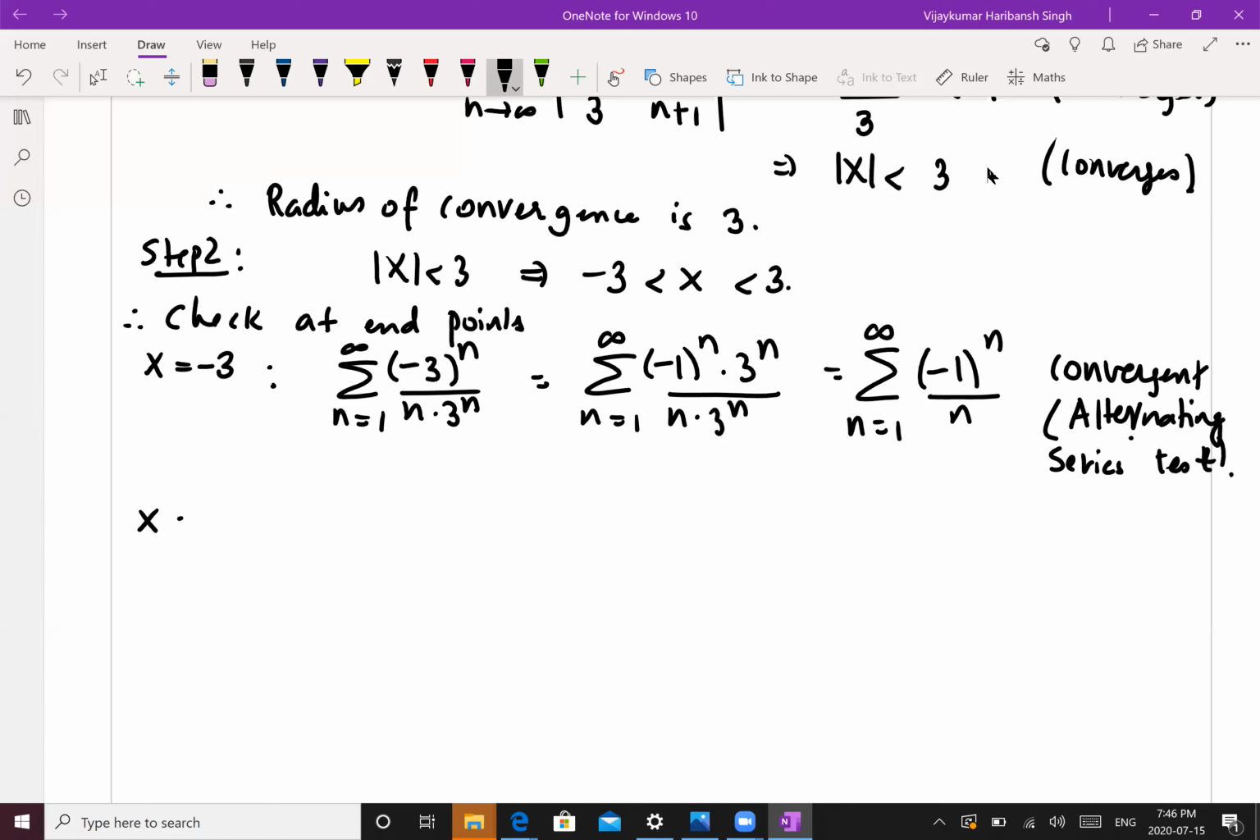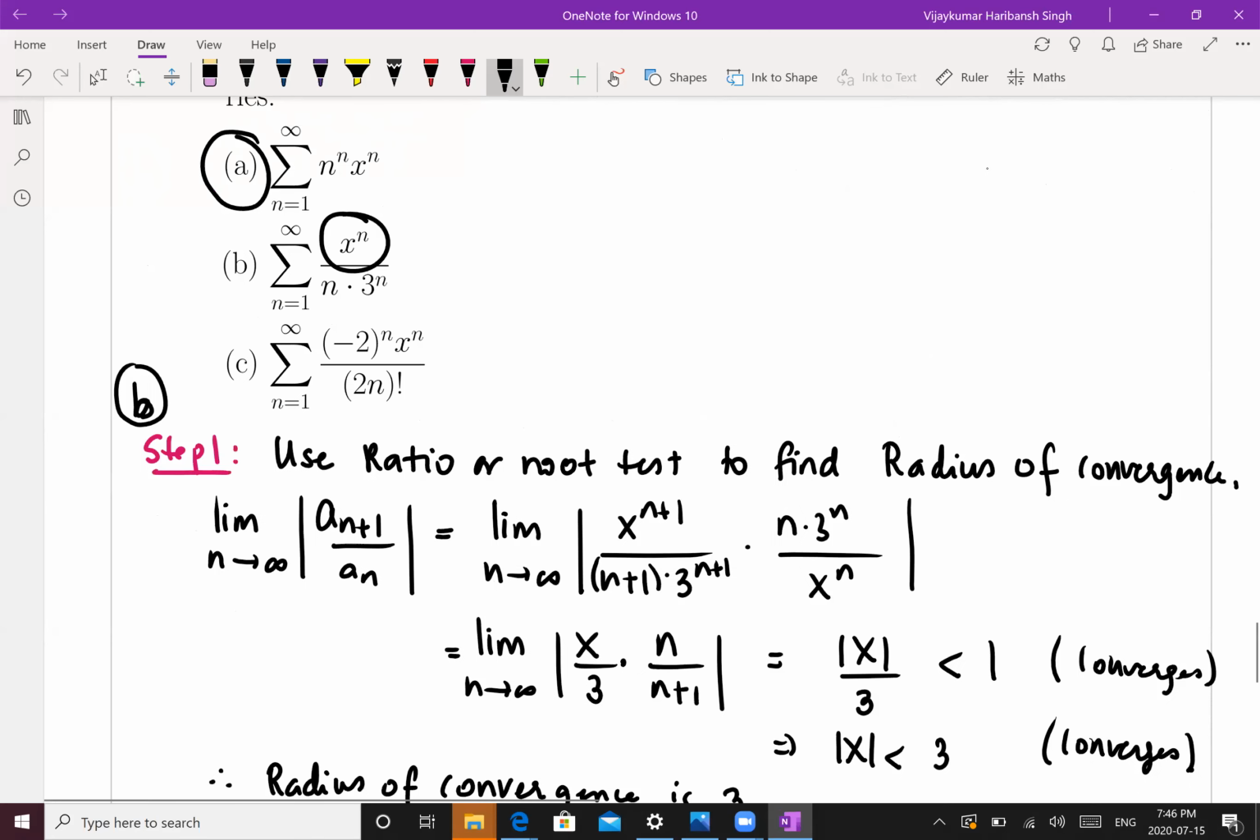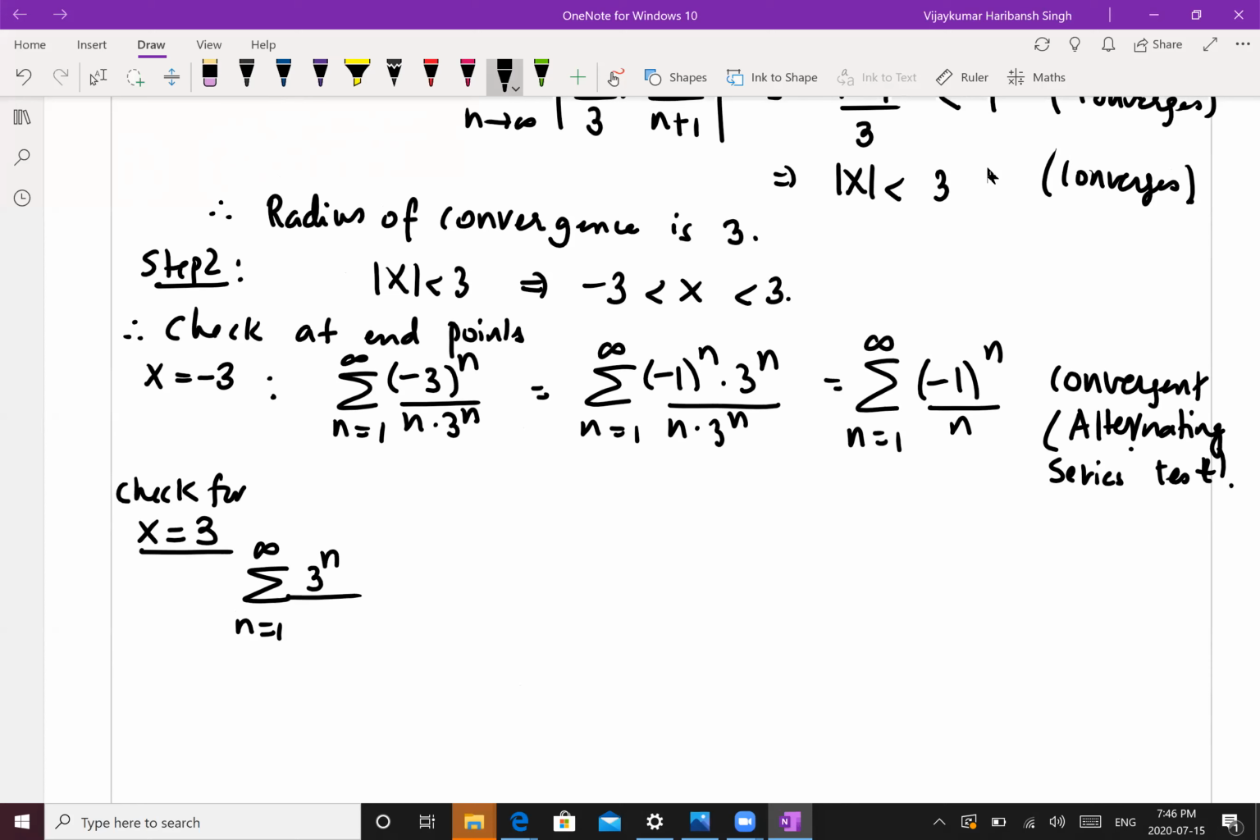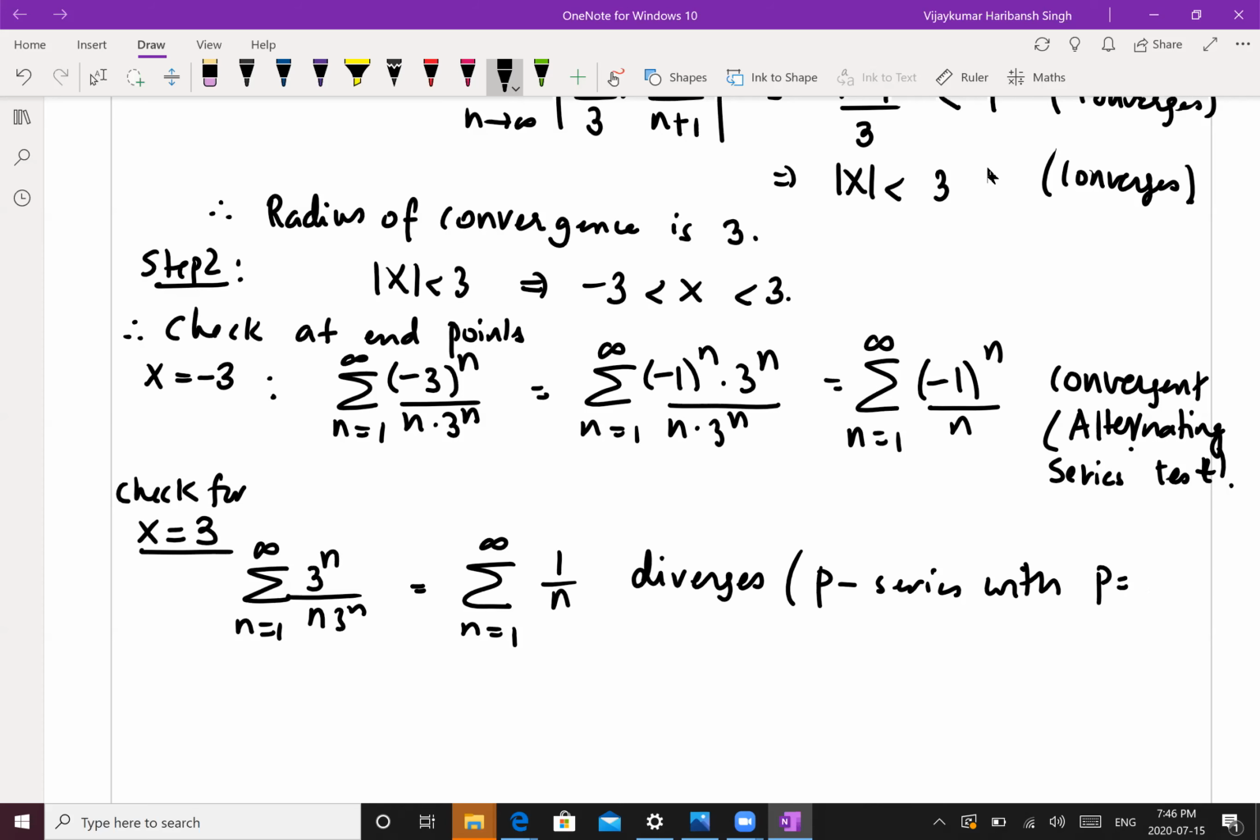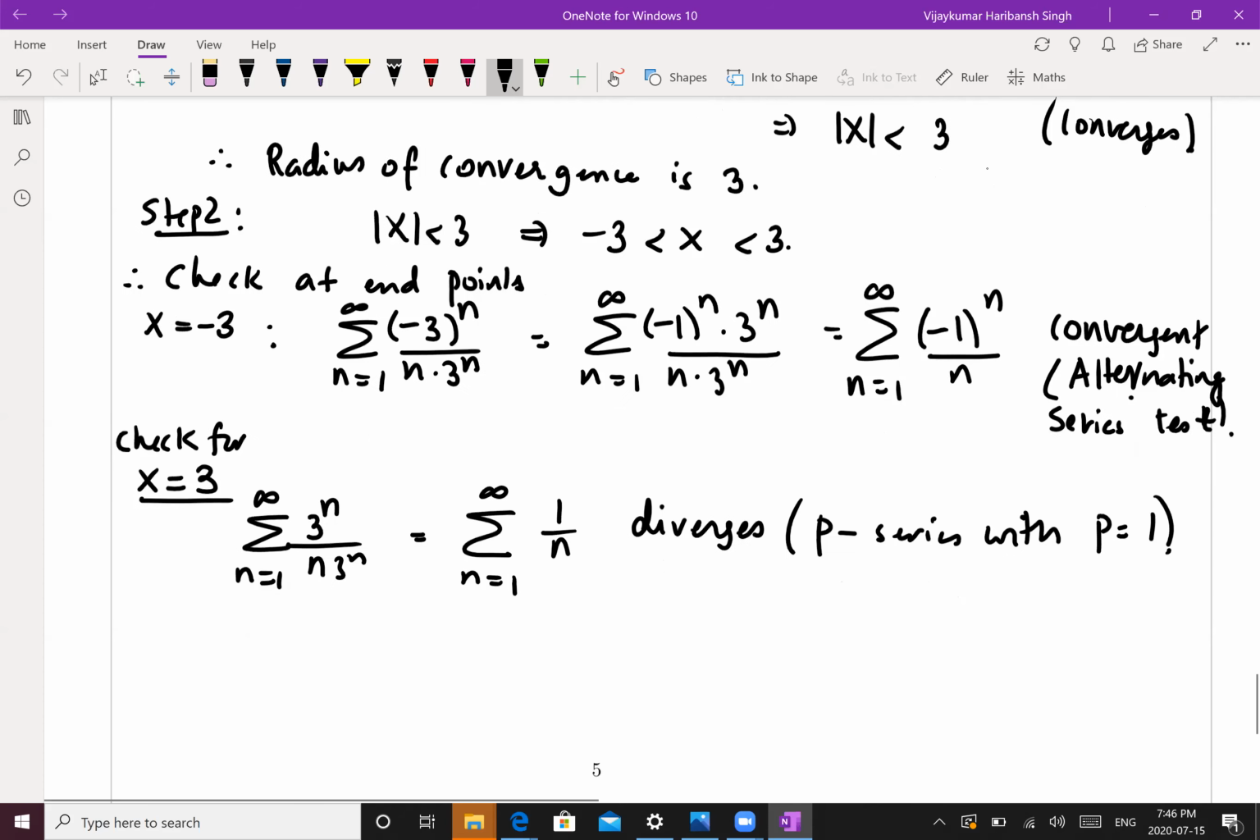The same way, now we need to check for x equals 3. So the series becomes summation 1 to this. What do we have? We have 3 to the power n divided by n times 3 to the n, which is summation n equals 1 to infinity of 1 by n, which diverges. Again, P series with P equals 1, or you can say it's a harmonic series, which is divergent.